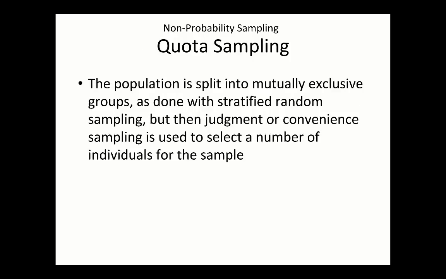Quota sampling segments the population into mutually exclusive groups, as done with stratified random sampling, but then judgment or convenience sampling is used to select a number of individuals for the sample. For example, you may choose to segment the population into male and female physicians, and ask the first 5 male physicians and first 5 female physicians you see to participate in your study. This would be an example of using quota sampling with convenience sampling.